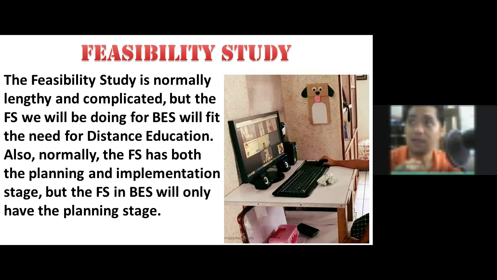Okay, so feasibility study. Next slide, as you can see here, the feasibility study is normally lengthy and complicated. But the FS that we're going to do for BES will fit the need for distance education. Naturally, if this was the regular school year, the FS would be longer and more complicated. But I had to cut a few parts down so that it can be finished this semester.